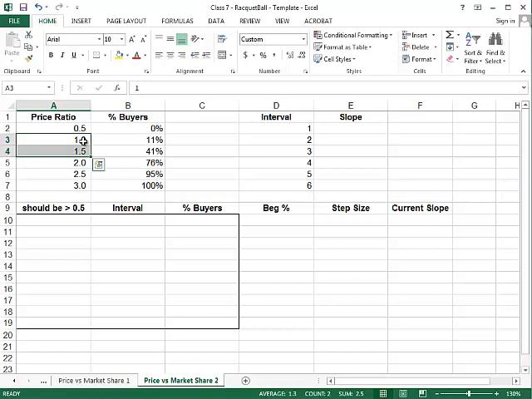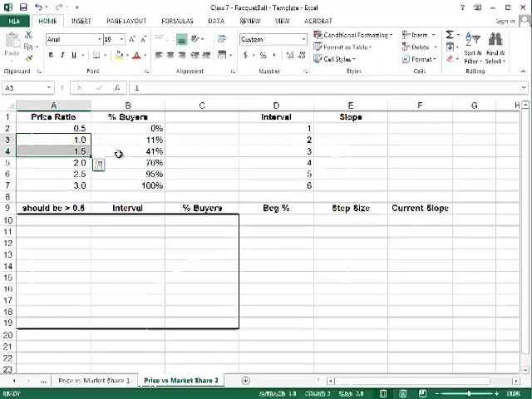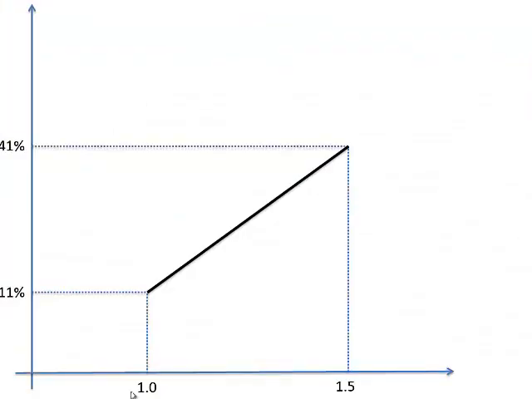In this model, what we're going to assume is in each interval, 1 to 1.5, 1.5 to 2, 2 to 2.5, etc., there is a linear jump from the beginning of the interval to the end of the interval. So what we mean is from 1 to 1.5, the market share increases linearly from 11% to 41%. Now let's illustrate how we can use this to figure out the market share when, let's say, your price ratio is 1.4. Given our numbers, we know that if the price ratio is 1, the market share is 11%. If the price ratio is 1.5, the market share is 41%.